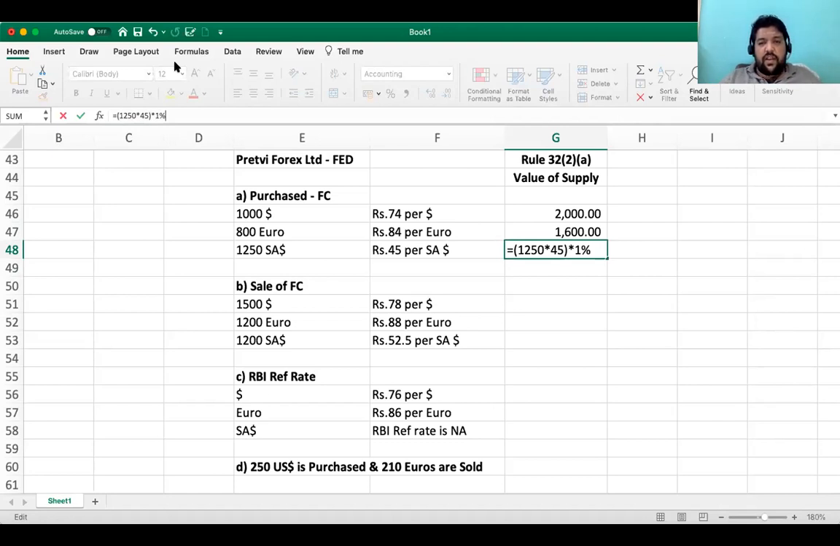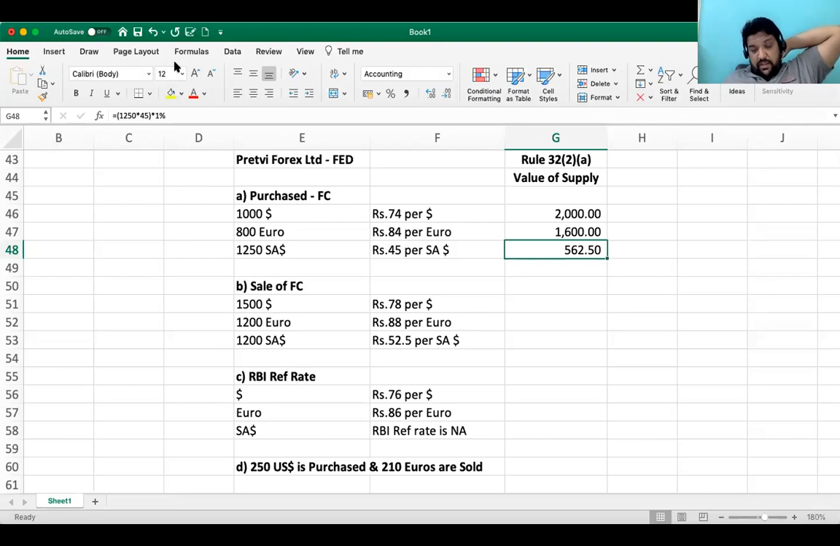Check your answer for the last line item. 1,250 into 45, sale. Sorry. Now, this is your value of supply for purchases. Similarly, for sales, you can do it.